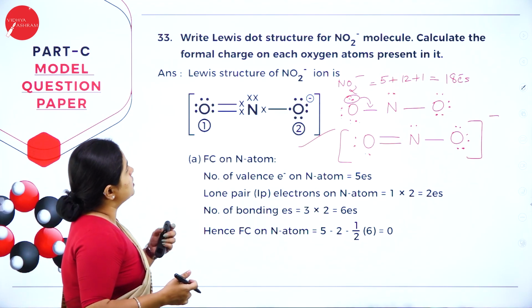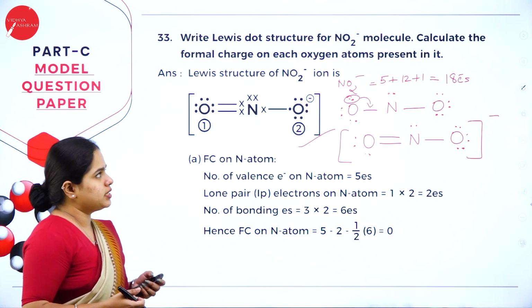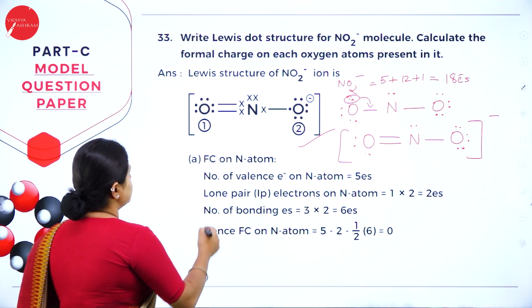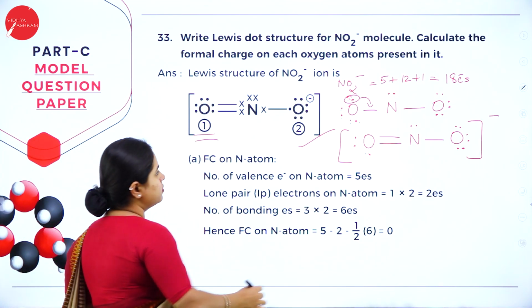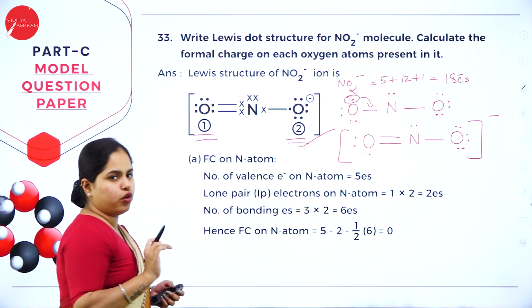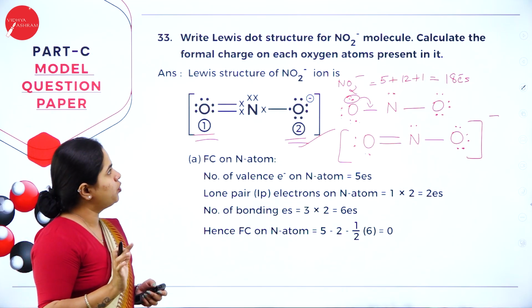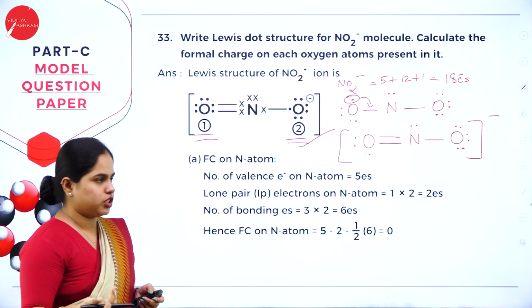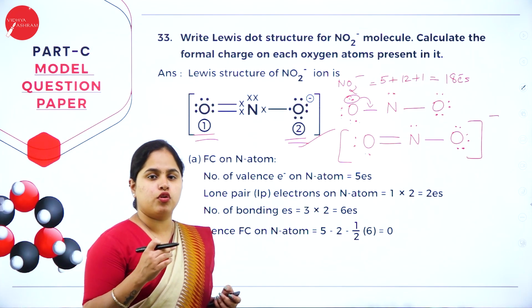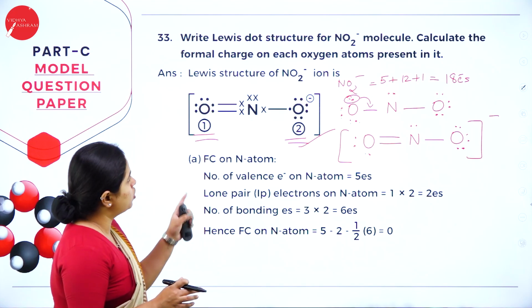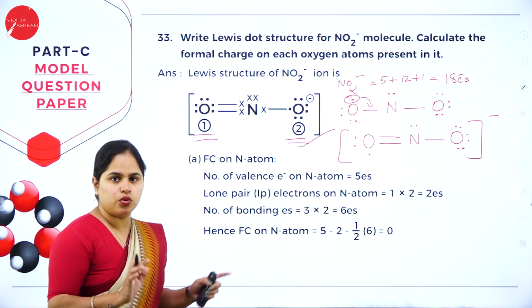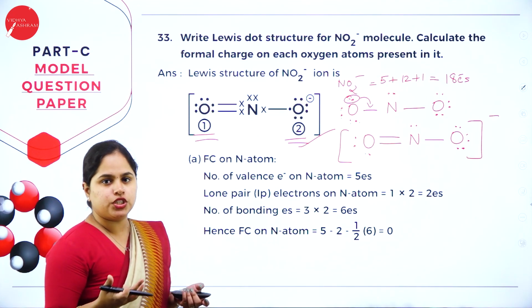Now the next part is to calculate the formal charge on each oxygen atom present in it. So let's consider this as the first oxygen atom and this as the second oxygen atom. Only for the oxygen atoms they have asked, so there is no need to calculate the formal charge on nitrogen. But even though it's not asked in the question, let's first see how the formal charge on the nitrogen atom is calculated.